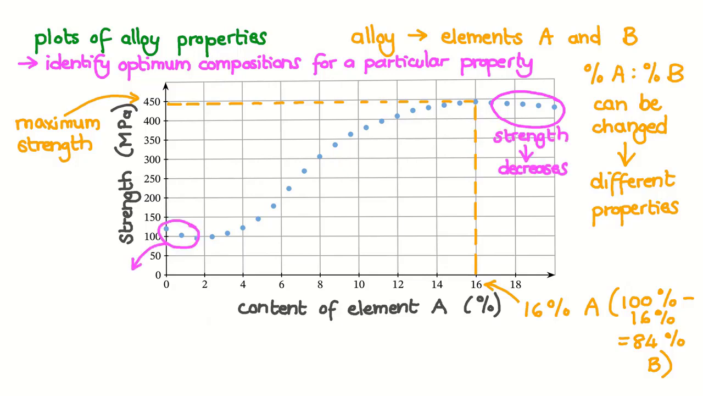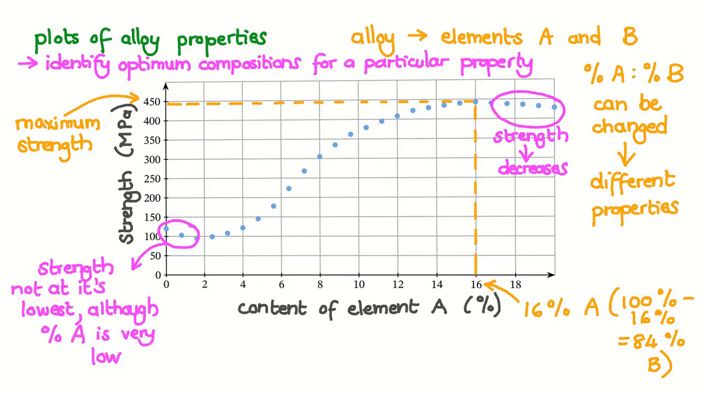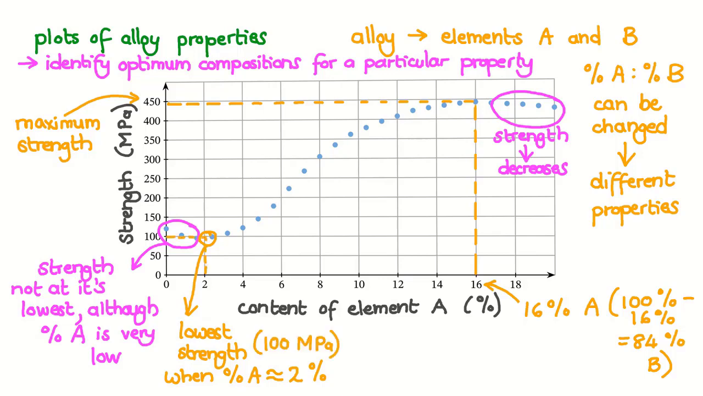While on this part of the curve, when the content of element A in the alloy is less than 2%, the strength of the alloy is not at its lowest, although the percentage of A is very low. The lowest strength of the alloy occurs when the percentage of A is approximately 2%. At this point, the strength is about 100 megapascals.